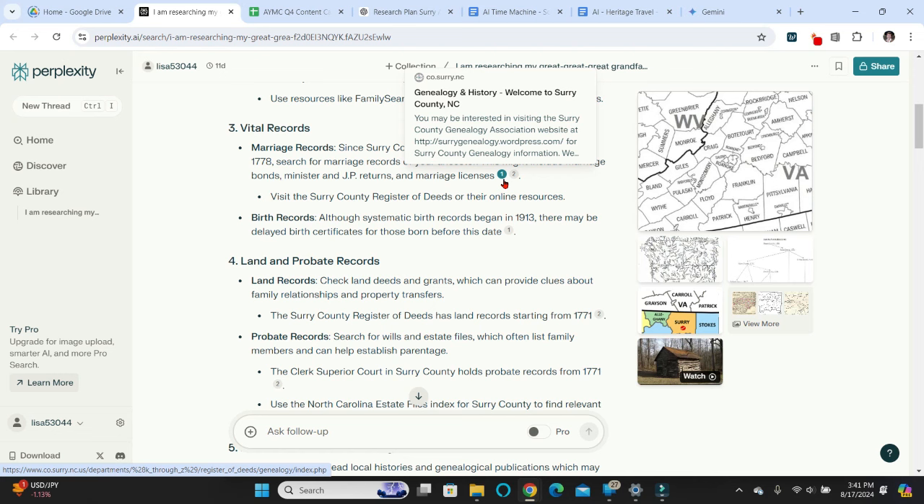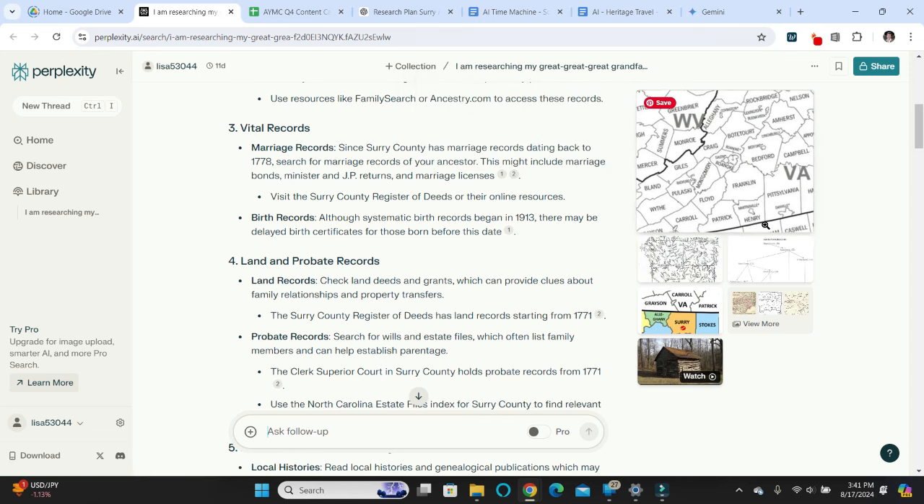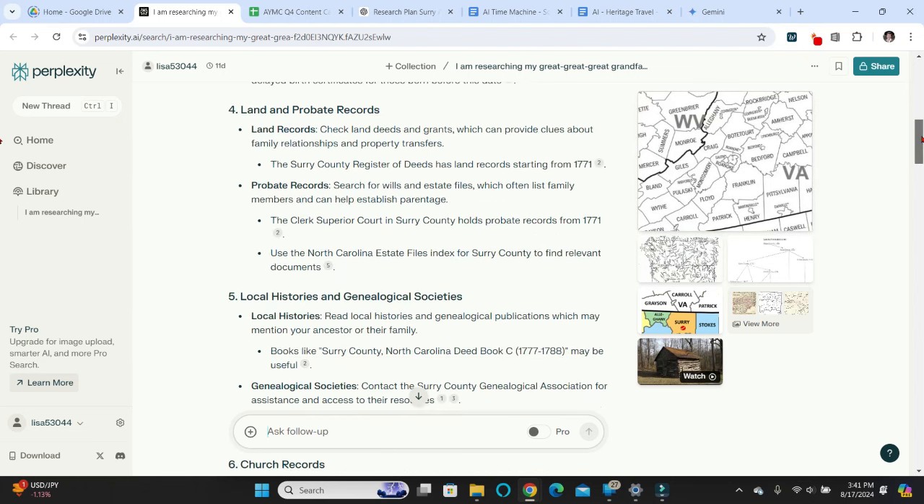So this one's doing the Surrey County Genealogical Society. And then here we have this pulling information from Family Search as well. So it's telling me that. It's telling me also I can visit the County Register of Deeds. It's telling me a little bit about birth records, that they didn't start till 1913 here in North Carolina. Important information. I don't want to look for birth certificates that don't exist.